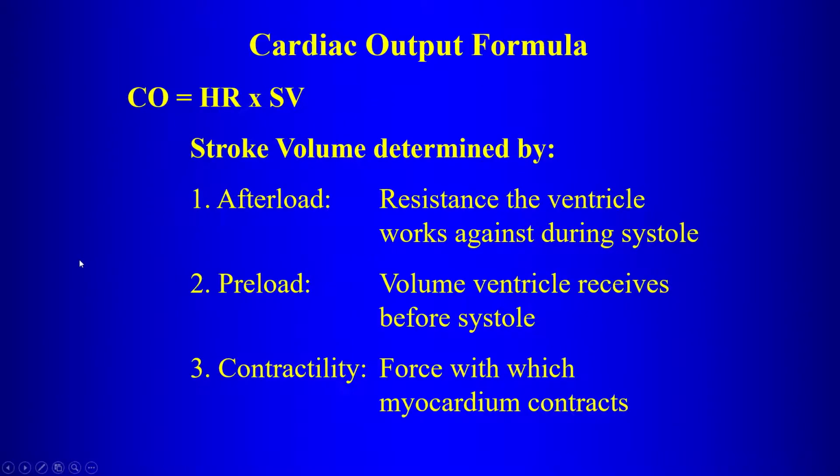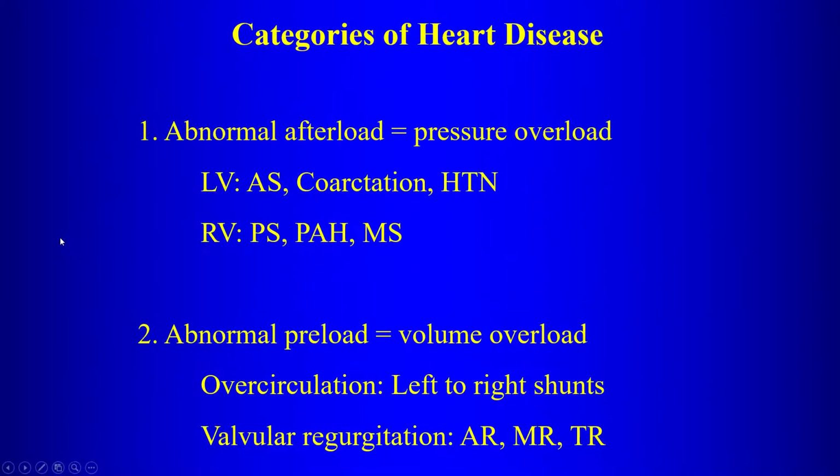Now, some few brief words about cardiac physiology. So the cardiac output formula: cardiac output is determined by the heart rate times the stroke volume. The stroke volume is determined by the afterload, and afterload is resistance of the ventricle, the resistance the ventricle works against during systole. And also the preload, that is the volume the ventricle receives before systole. And the contractility, it's the force with which the myocardium contracts. So these are the three determinants of stroke volume.